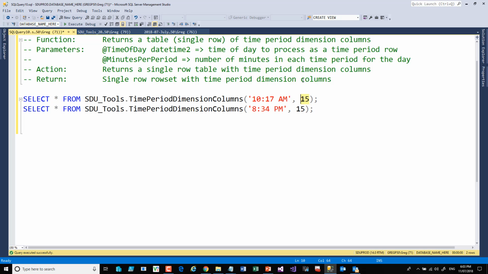So the first 15 minutes of the day would be time period 0. The next one would be time period 1, and so on during the day. Now this function takes any arbitrary time, in this case 10:17, and the length of the time period, and then returns the dimension columns. So let's take a look at this.